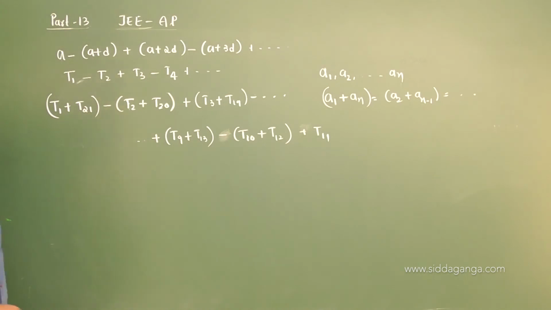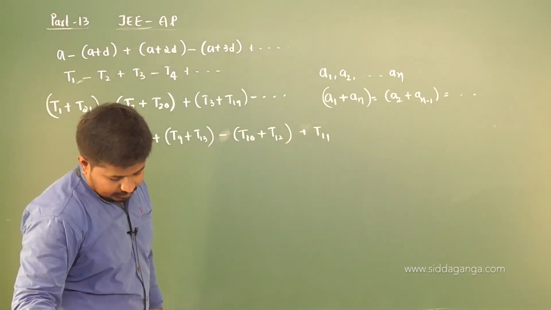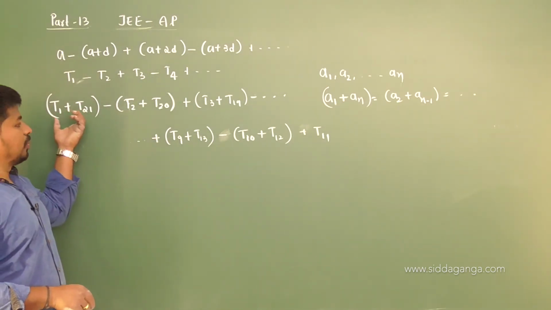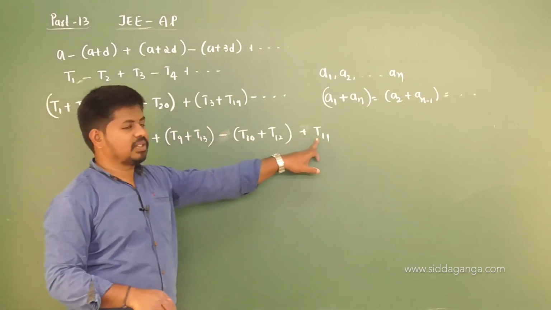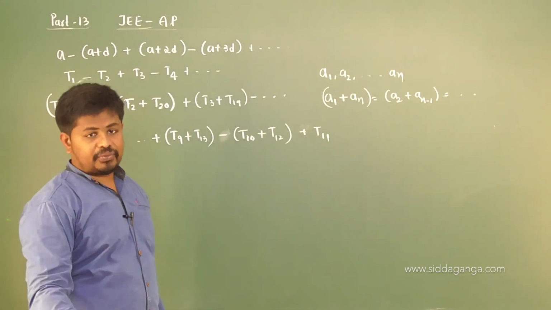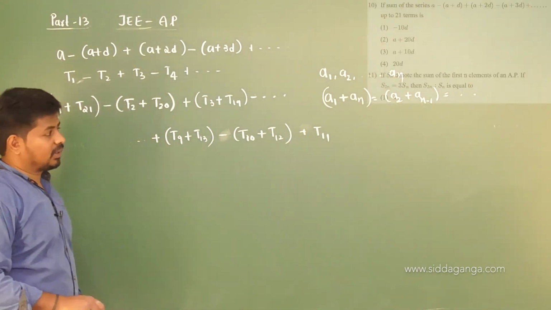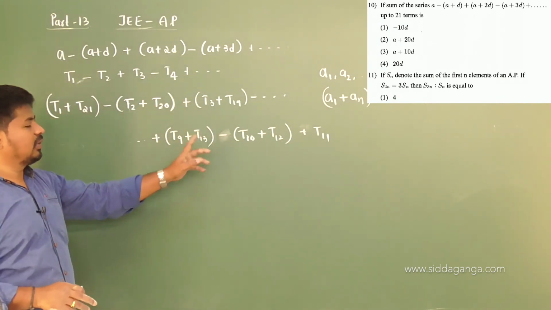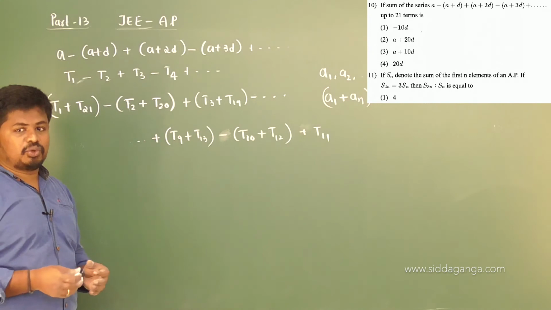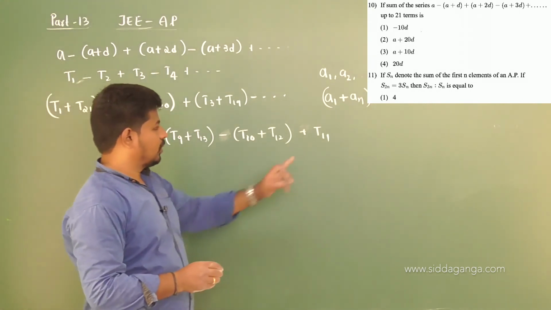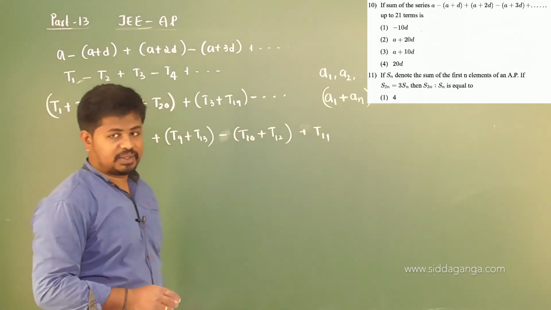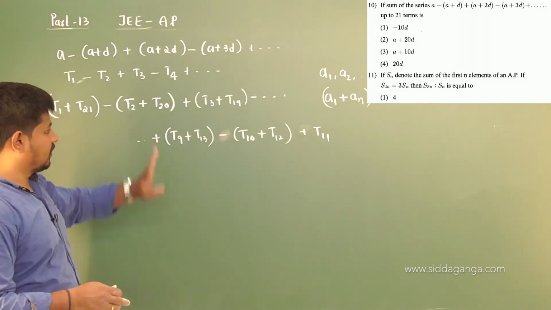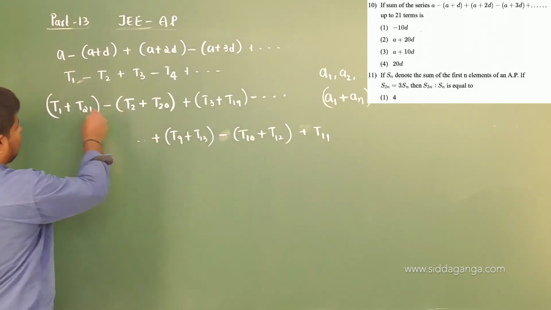Right, T9 plus T13, and like this we will have 10 groups, and the last term remains because we have 21 terms now. We have 21 terms. Among that, the groups of two terms, that is, this is first, second, third, fourth, in this way you will get 10 groups, and the last element that remains is T11. There is no pair for T11 in this series. Now, as I said before, all these are equal.